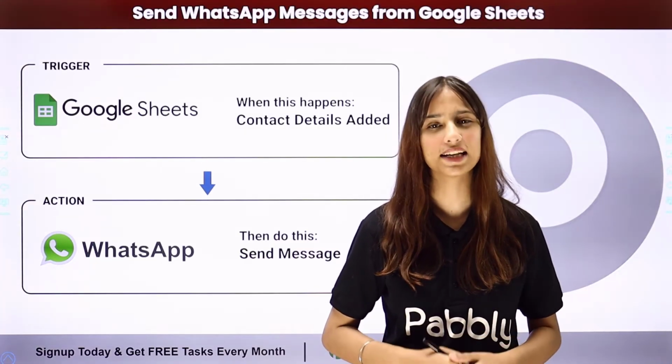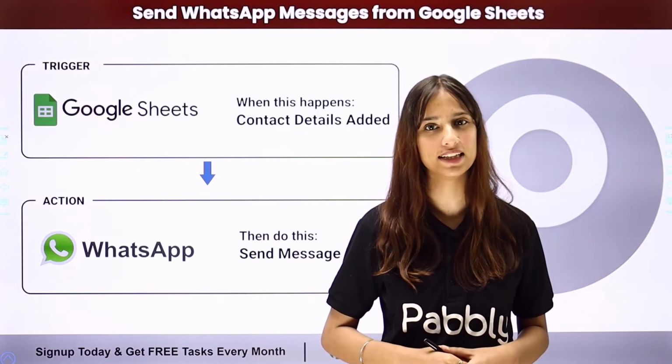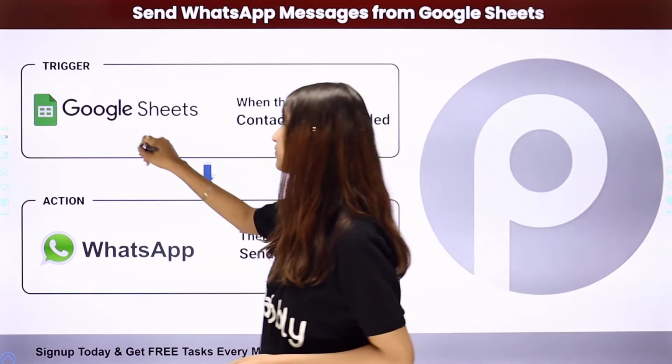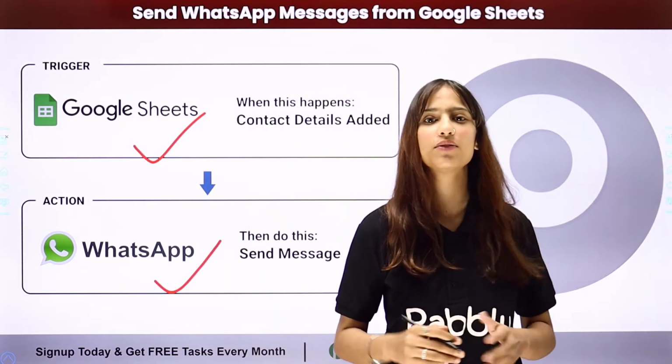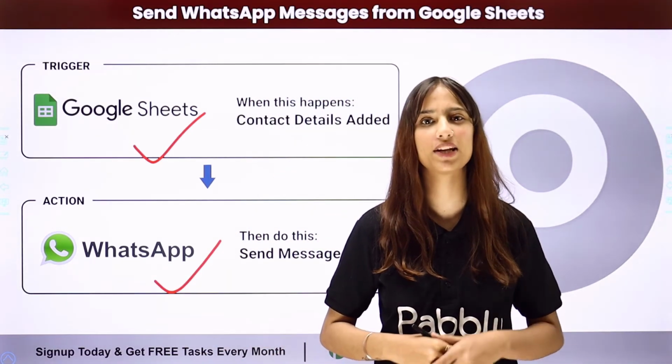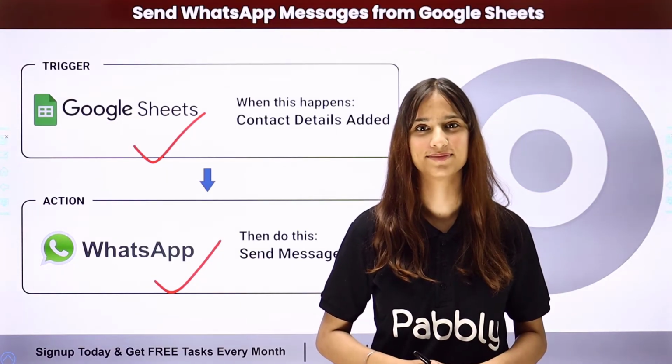Now to do this I need to build an integration between these two applications, for which I am going to use Pabbly Connect. Here my trigger application will be Google Sheets and my action application will be WhatsApp. To send the WhatsApp message, I am using WhatsApp Cloud API. If you want to learn more about this, follow me through the screen.